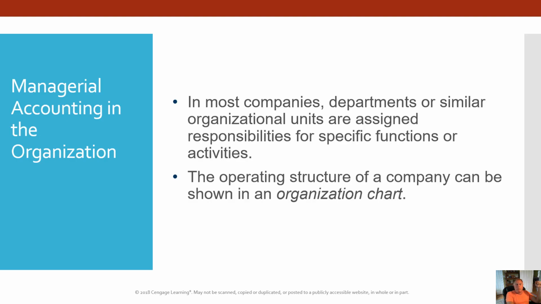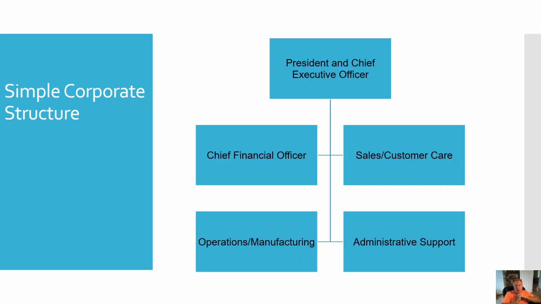Well, let's take a look at how organizations are structured. In most companies, there are assigned responsibilities for specific functions or activities. At a very high level, a simple corporate structure has a leader at the top, the president and chief executive officer. Some companies break them down, but this is a very simple structure. Every company has this: the president and chief executive officer, the boss, runs everything. But there are four primary areas under him. The first is sales and customer care, who interact with the customer. Then we have operations and manufacturing, those who produce what goes to the customer.